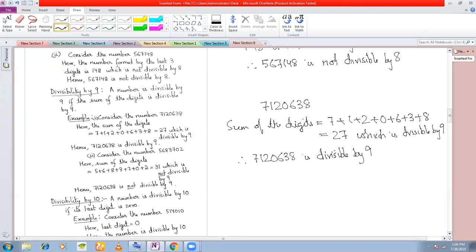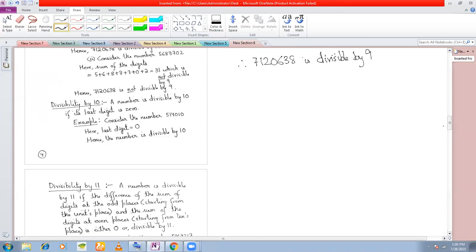That's it. Okay, very similar to divisibility by 3. Divisibility by 10 is very easy. If the units digit of a number is 0, then that is divisible by 10. So if I have a number like 514010, look at the units digit. This is 0. So it must be divisible by 10, right? Look at a number like this. Is this divisible by 10? No, because the last digit is 5. It is not 0. So therefore, this number is not divisible by 10. Okay.